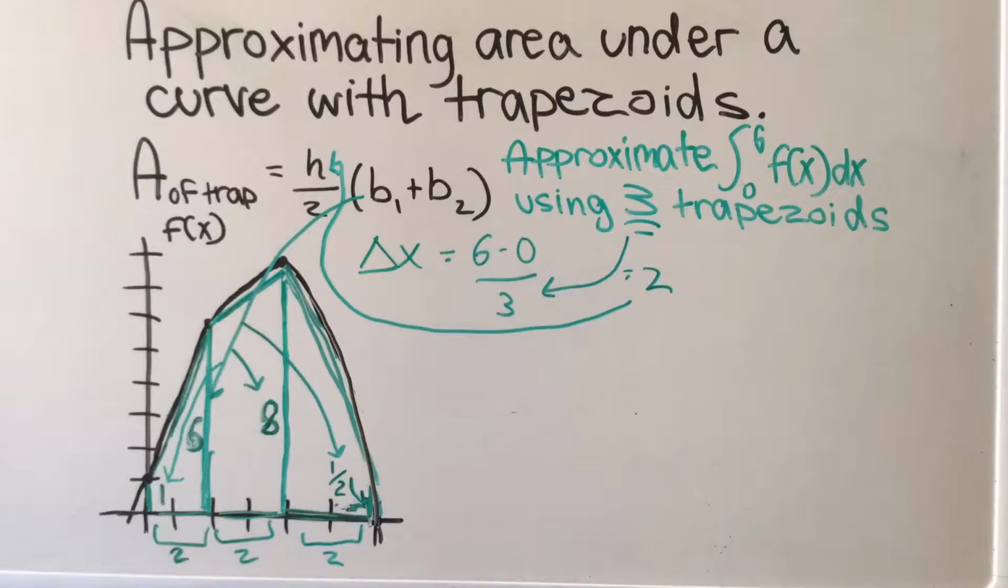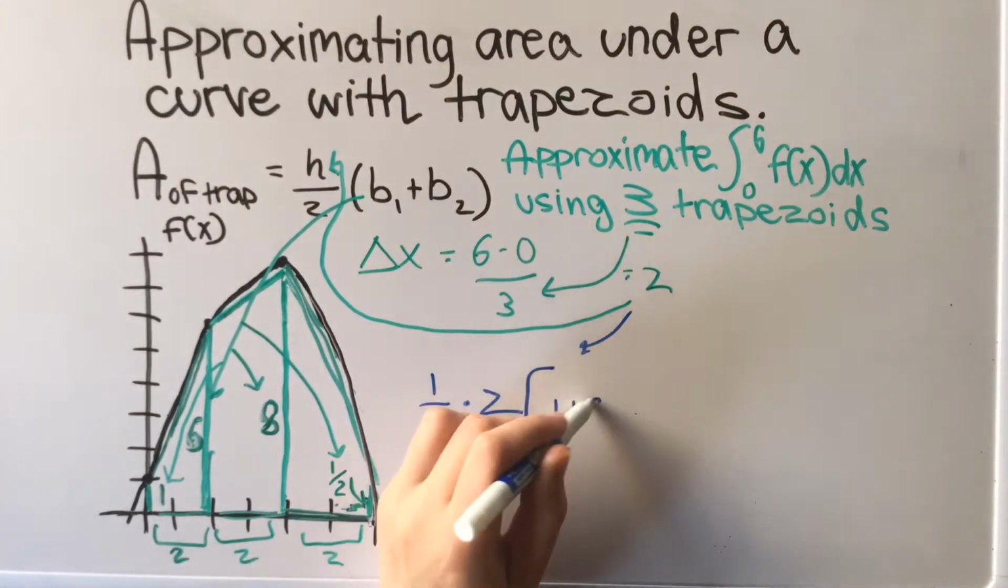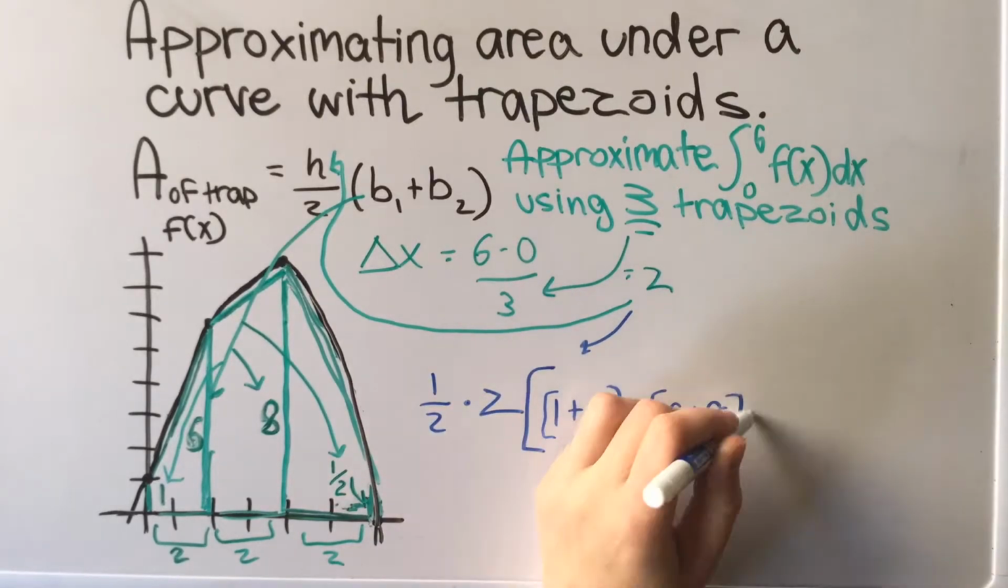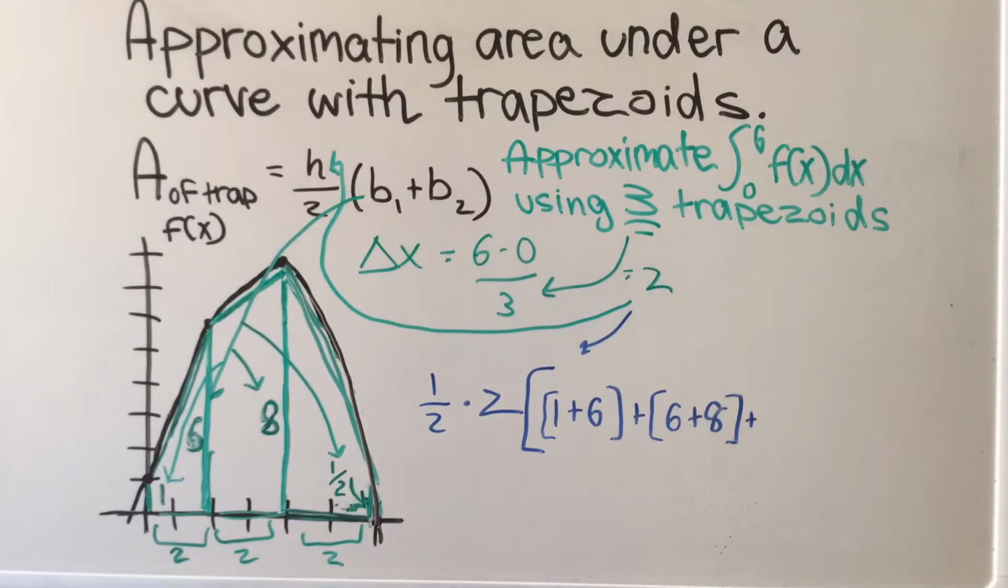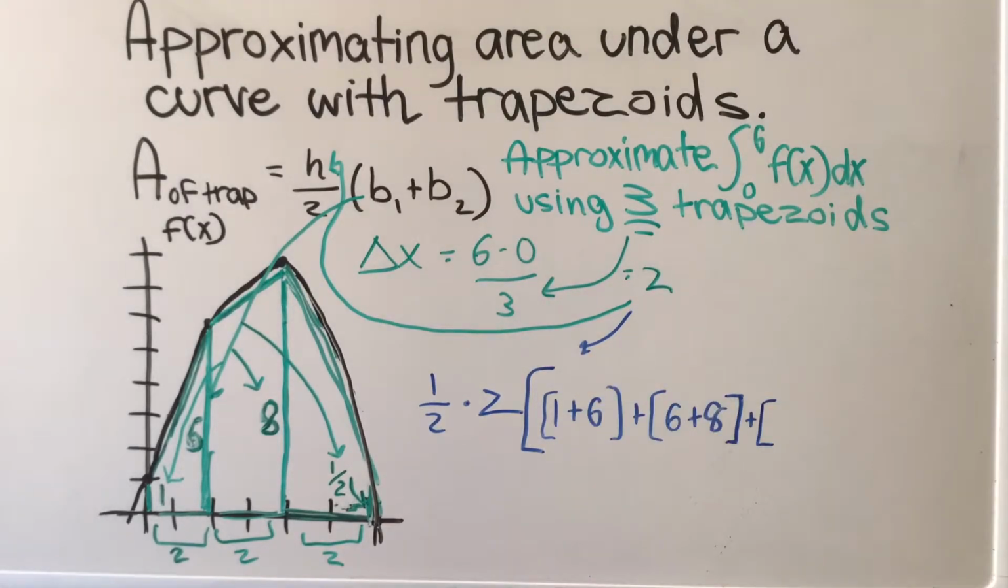Just like with summing rectangles, we find the area of each trapezoid and we add them together. So the first one, it has a base of 1 on one side and a base of 6 on the other side. So 1 plus 6, we add the bases. All the heights are going to be 2. In this case, the change in x is the height. So we can multiply the whole sum by 2 and by 1/2 because it's 1/2 of the height in the trapezoid equation. So we have 1 plus 6, and then we add that to 6 plus 8 because those are the bases of the second trapezoid.